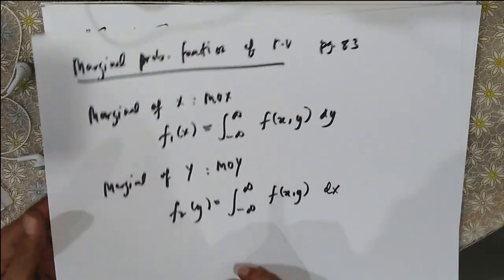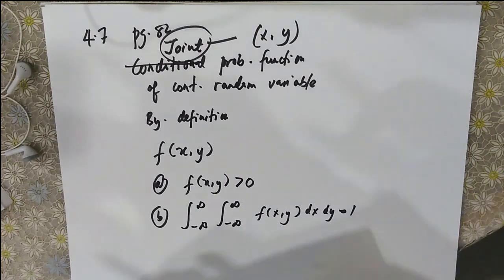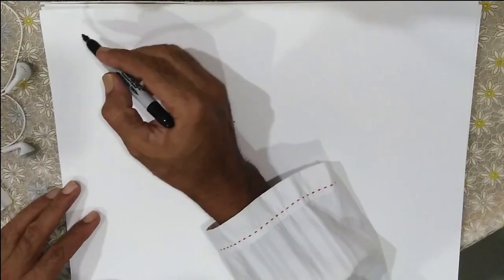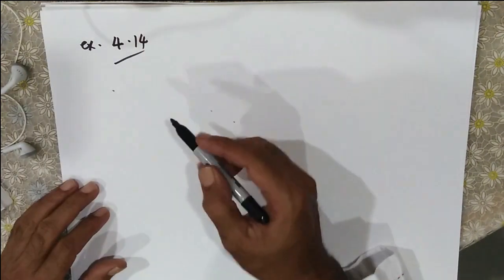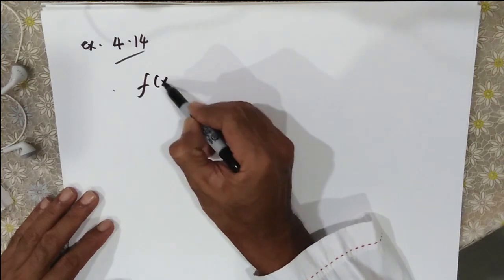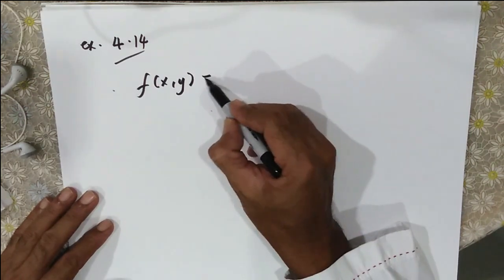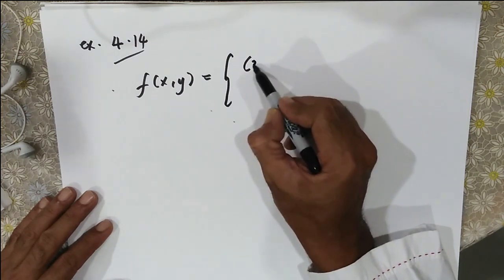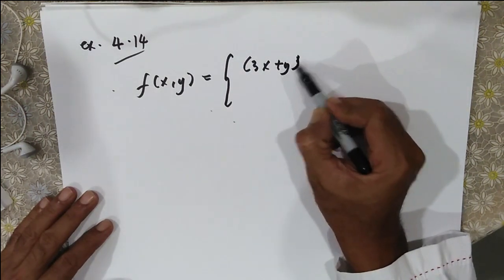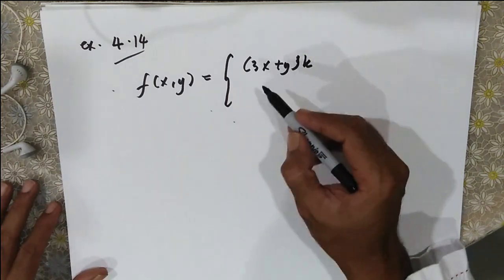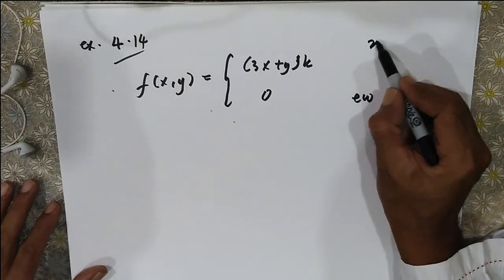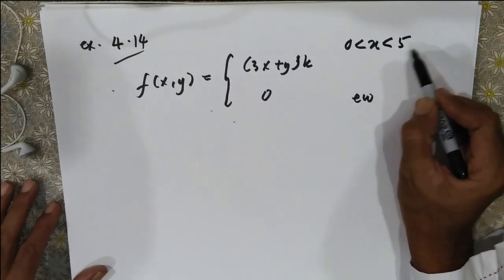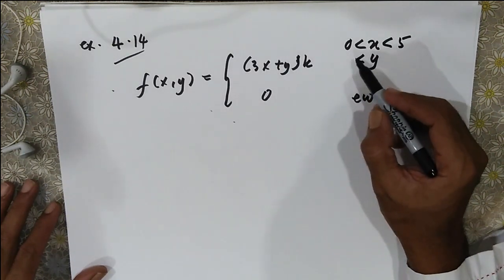Okay, look at Example 4.14. So given that the function f of x y is equal to k times (3x plus y), and 0 elsewhere, and your x here is in between 0 to 5 and y is in between 0 to 4.